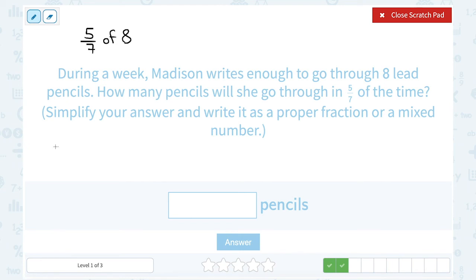So just like before, I'm going to set this up as a multiplication problem. 5 over 7, "of" is a keyword that's telling us to multiply, and I want to write 8 as a fraction. 8 is the same thing as 8 over 1. I multiply straight across the top, and I multiply straight across the bottom. Okay, in the numerator, 5 times 8 gives me 40. And in the denominator, 7 times 1 gives me 7.